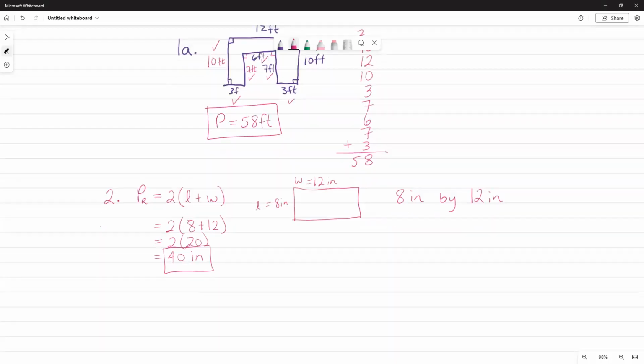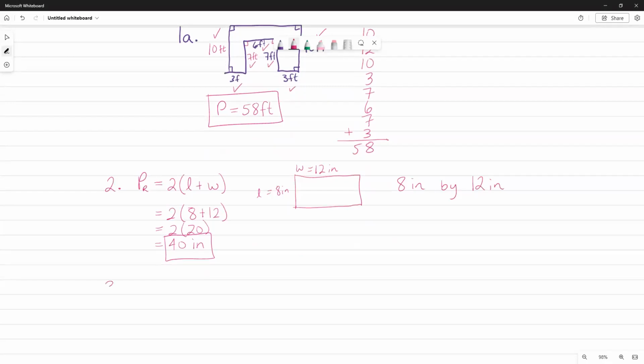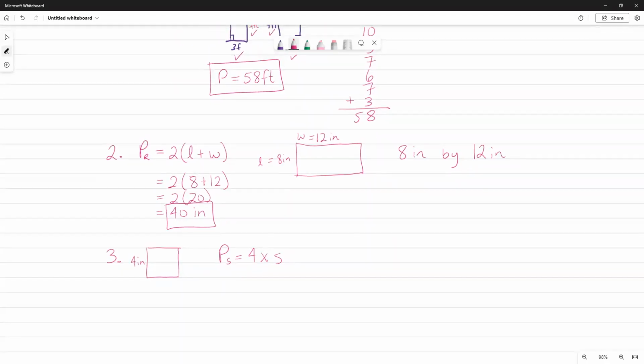And then squares, I think, are even easier. The definition of a square is that all of the sides are the exact same length. So if you know one, let's say it's 4 inches, you know all of them. The formula for the perimeter of a square is just 4 times S, which is that side length. In our example, I've got 4 inches, and we know it's a square, so the perimeter is just 4 times 4, which means the perimeter of this square is 16 inches. So that's what you're doing for number 3.